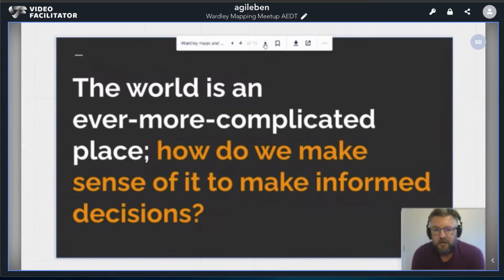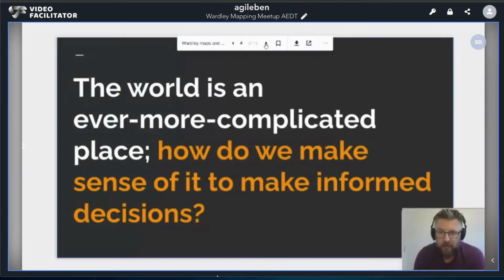So starting off with the 50,000-foot question, just as an angle in on this presentation. The world is an ever more complicated place. So how do we make sense of it to make more informed decisions? I don't think I need to explain to each of you how the world is becoming more complicated, but if we think about the tech ecosystem and how quickly things are moving, as well as the impact of a globally connected society, I think that's something we can all empathize with.